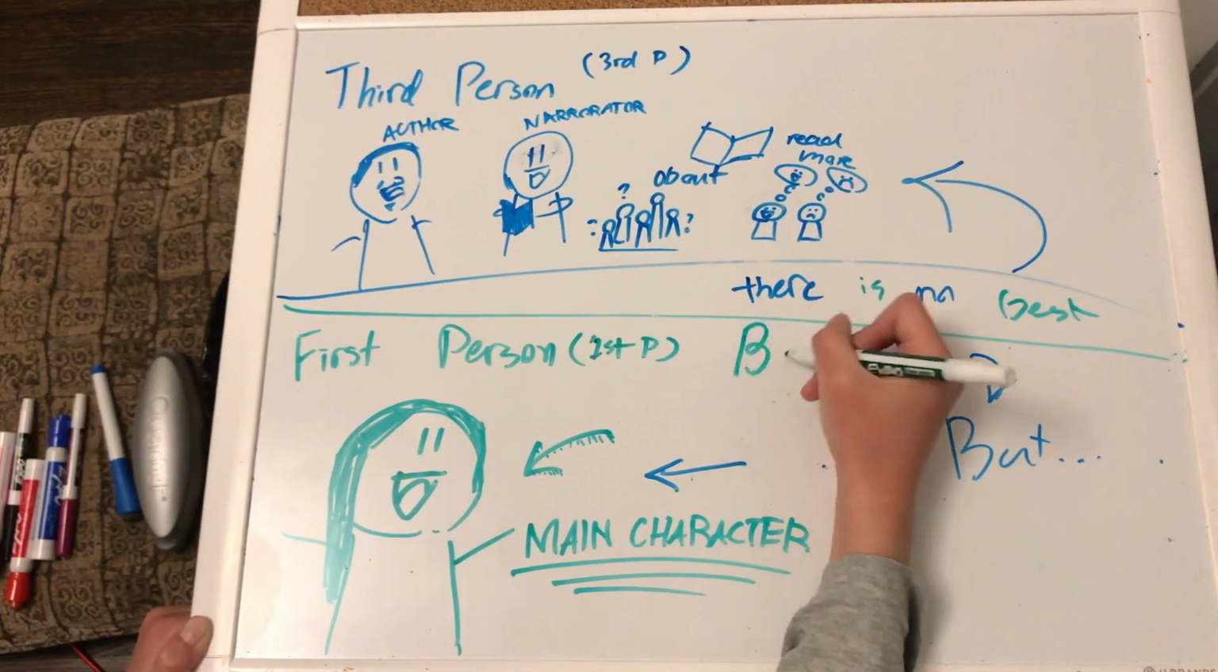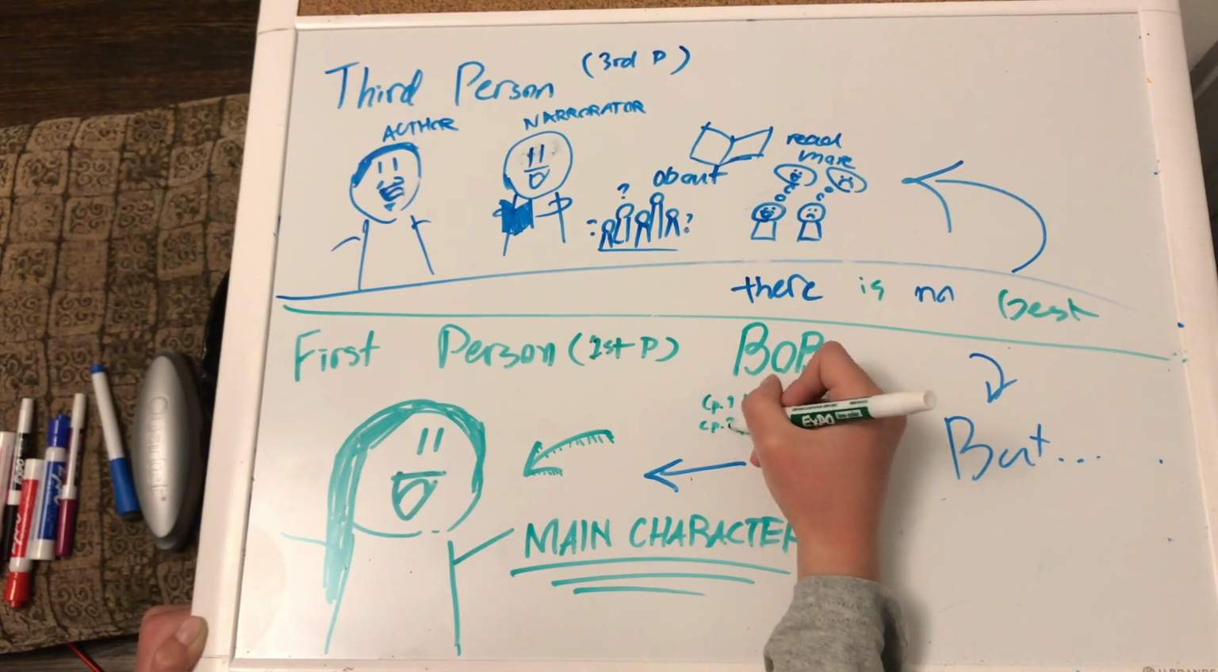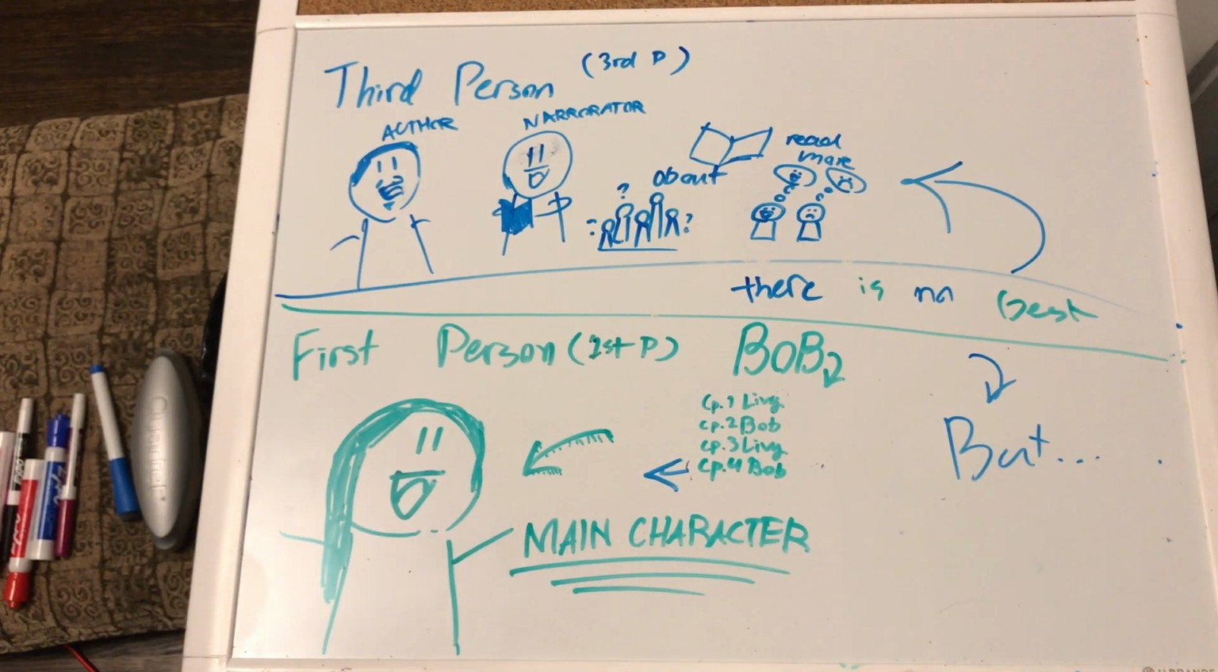But sometimes, if it's a chapter book, there are books that are told in first person, but it switches the point of view to each main character every single chapter.